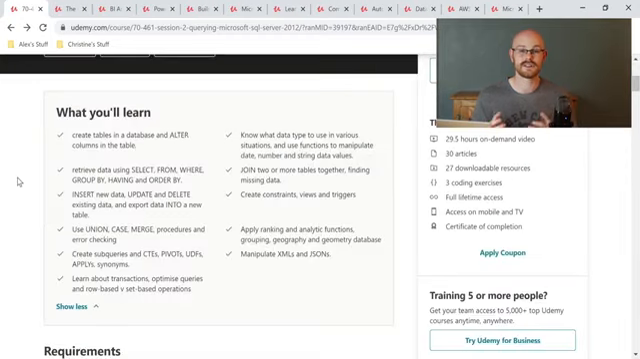In this course, you're going to learn how to create and alter your tables. You're going to learn the very basics of the select, from, where, group by, having, and order by. Those are the very basics that everybody should know how to use. It's also going to go into some of the more intermediate things like unions, case statements, and merges, and then into some things that I would consider a little bit more advanced, like subqueries, CTEs, pivots, UDFs, applies, things like that are a little bit more advanced.